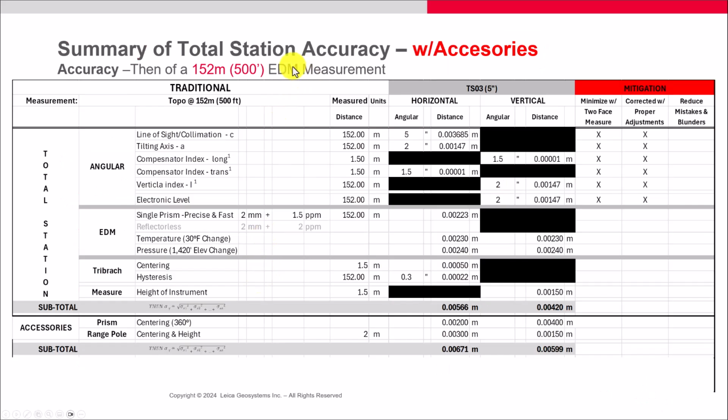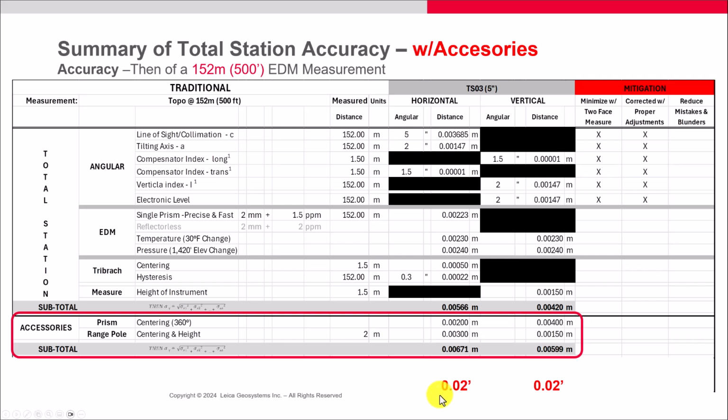Okay, now we're adding the accessories in. So we had the total station angular, EDM, tri-brac, taking a measurement. We have the prism and the range pole, and we've added those kind of accuracies in right here for horizontal and vertical. Now we got a little bit bigger numbers down here, and we're looking at 200ths and 200ths, which is kind of what we would expect. Maybe vertical to be a little worse if we had a larger vertical angle.